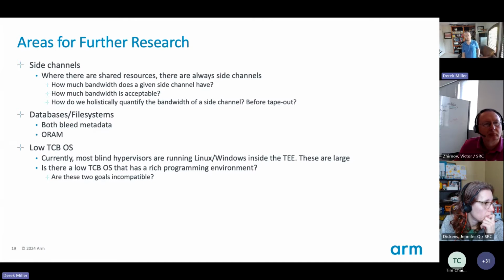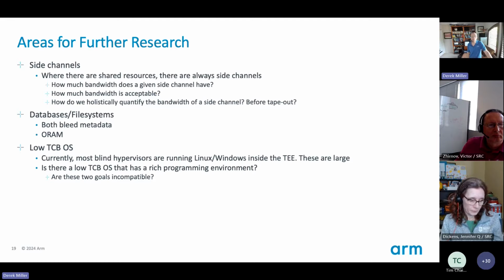One area that my group's been very interested in is we'd like a low TCB, a low trusted computing base, operating system that can run inside the TEE. Currently, most blind hypervisors are running Linux or Windows inside the TEE, and Linux and Windows are large. Is there a low TCB OS that has a rich programming environment? We haven't found one. We've been trying various things. The rich programming environment tends to be the big problem. So it's possible that these two goals are incompatible. One thing that I did learn while presenting the slide, Intel has also been working on this, and I need to look closer at that work.